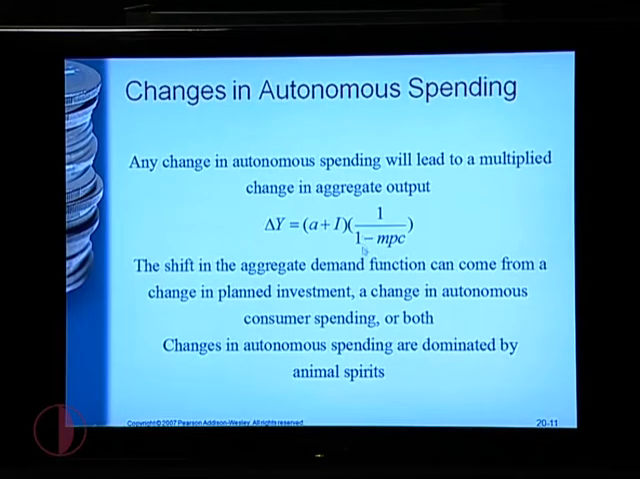The shift in the aggregate demand function can come from a change in planned investment, a change in autonomous consumer spending, or both. Changes in autonomous spending are dominated by animal spirits.